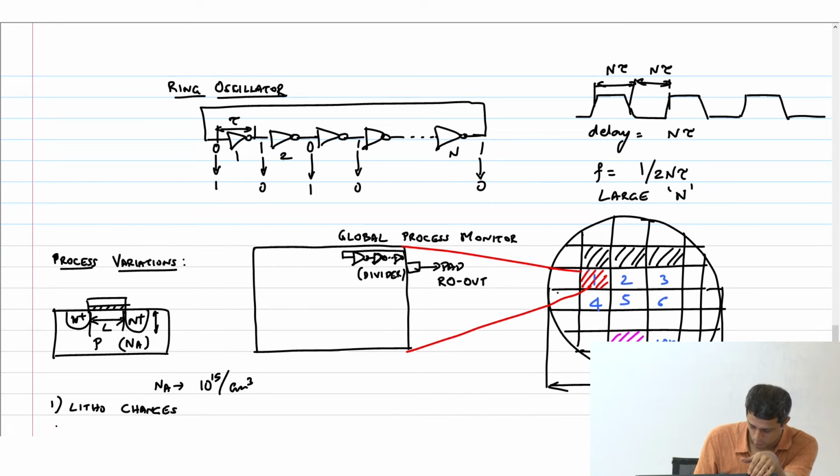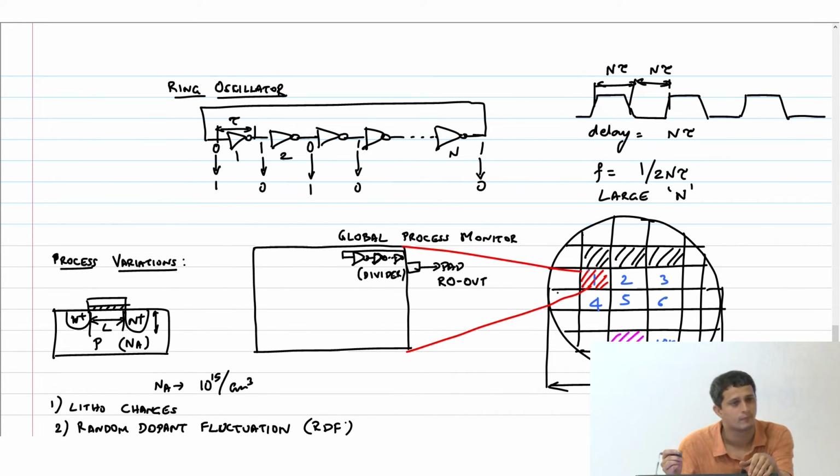Okay. 2 is called random dopant fluctuation, RDF.